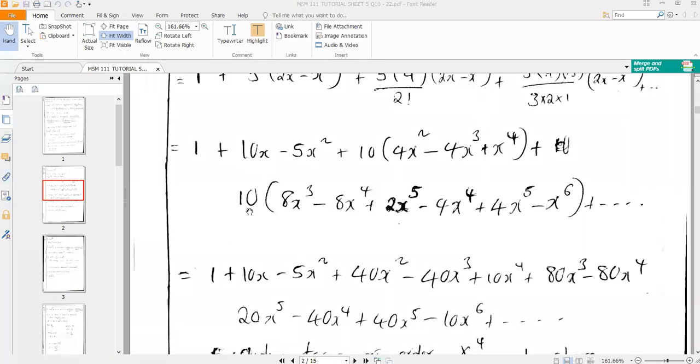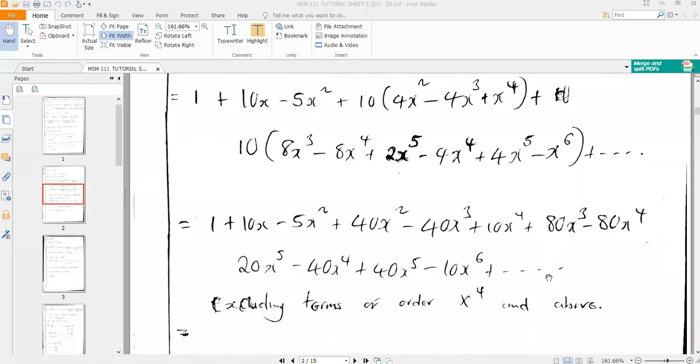Then we come to this one, 10 times 8x to the power 3, we're having 80x to the power 3. Then we multiply 10 times this negative 8 here, we're having negative 80x to the power 4. Then 10 times 2x to the power 5, we're having 20x to the power 5. Then you multiply throughout, you reach at this point.